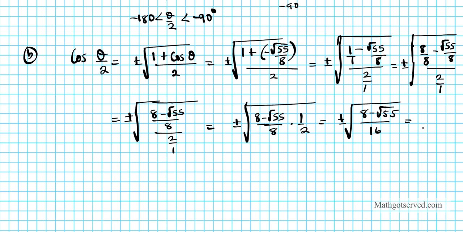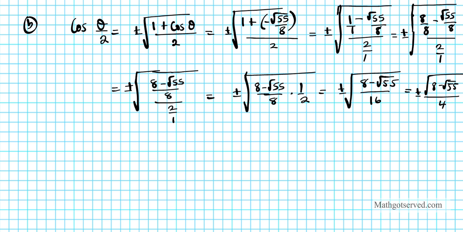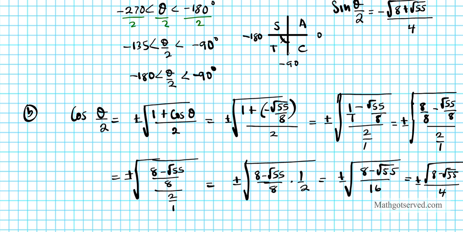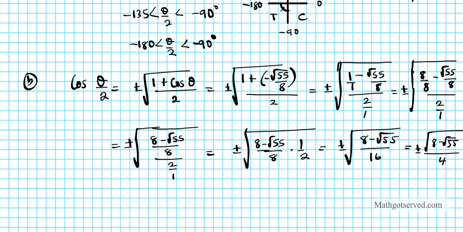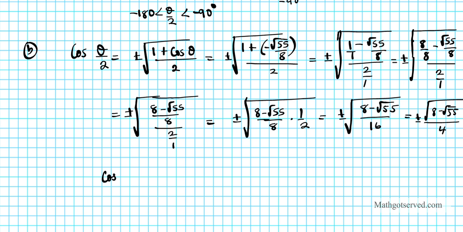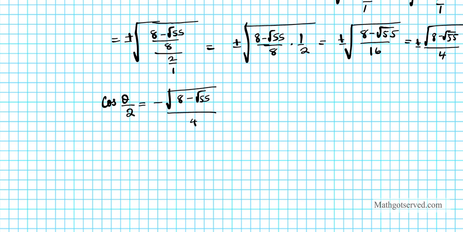Okay, now we'll divide the square root to the top and the bottom. We'll have plus or minus the square root of 8 minus root 55 divided by the square root of 16, which is just 4. Alright, so is it going to be positive or negative? We're still in the same quadrant here, quadrant 3. So we know that only tan and cotangent are positive, so we do not have a match. Hence, cosine theta over 2 is going to be negative root 8 minus root 55 over 4. Alright, so there goes your answer for cosine theta over 2.